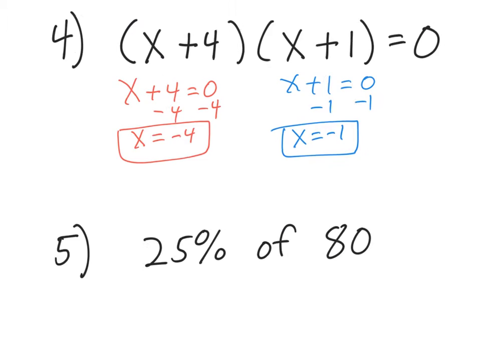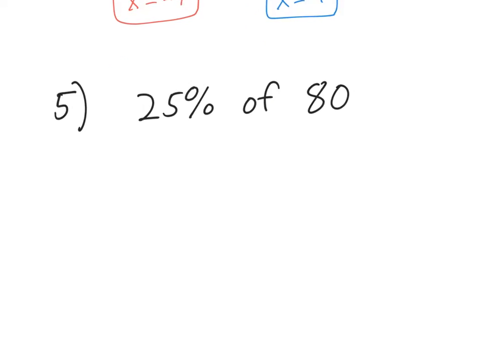Okay, number 5, we're doing 25% of 80. There's a bunch of different ways to do this. First thing you could think of is 25% is 1/4. And if you do 80 divided by 4, you're going to get 20.